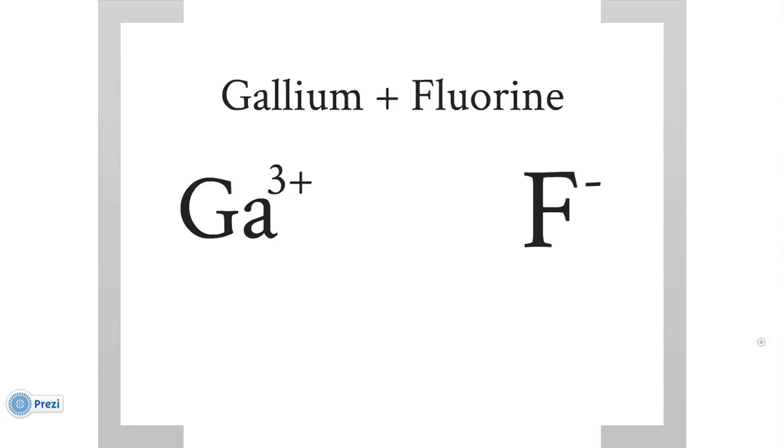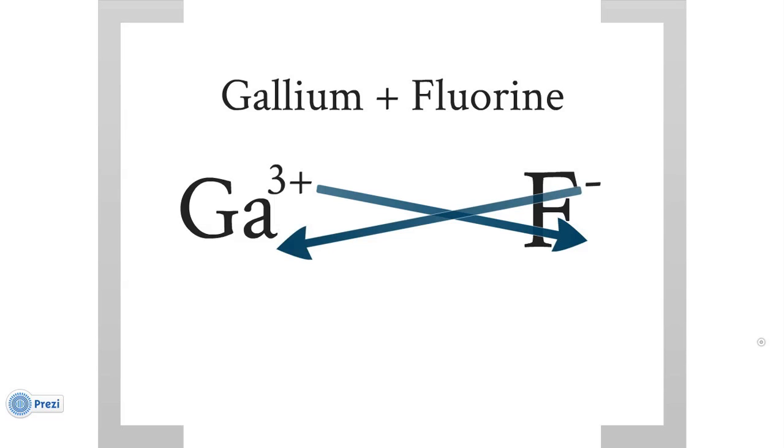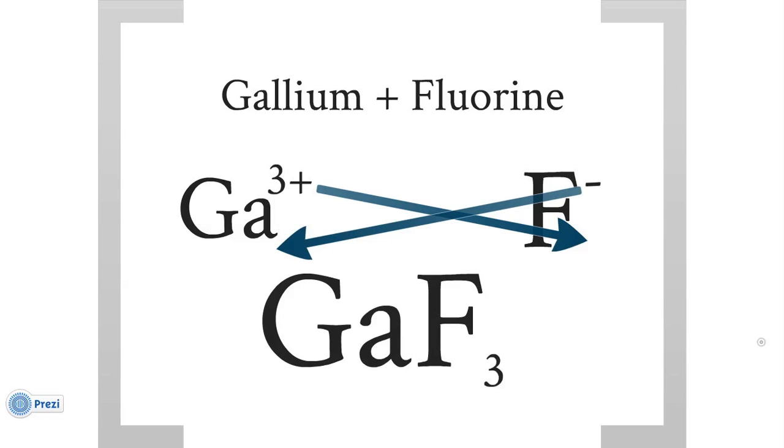Gallium and fluorine. As we can see, gallium has a charge of +3, which is going into the bottom right-hand corner, and then fluorine has a charge of -1, which is going to go into the bottom left-hand corner, giving us GaF3, gallium fluoride.